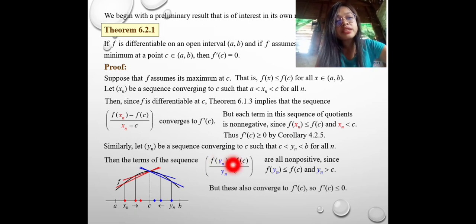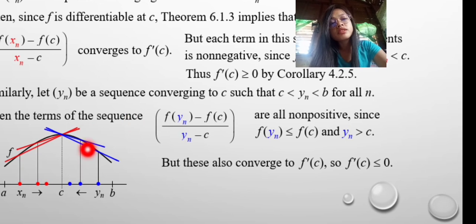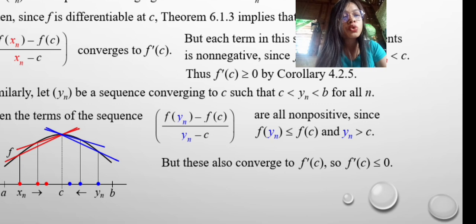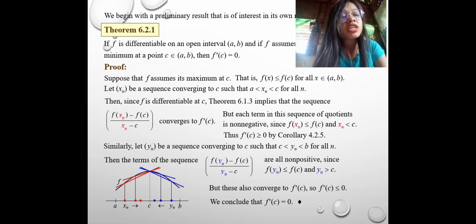This one, as we can see, is the part colored blue. But this also converges to f prime of c. So f prime of c is less than or equal to 0. We conclude that f prime of c is equal to 0.